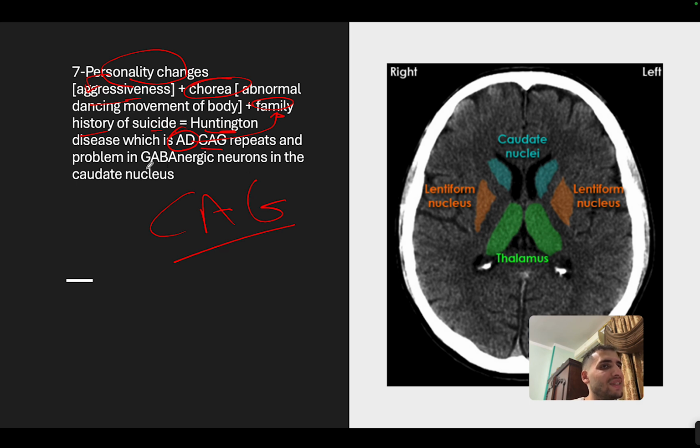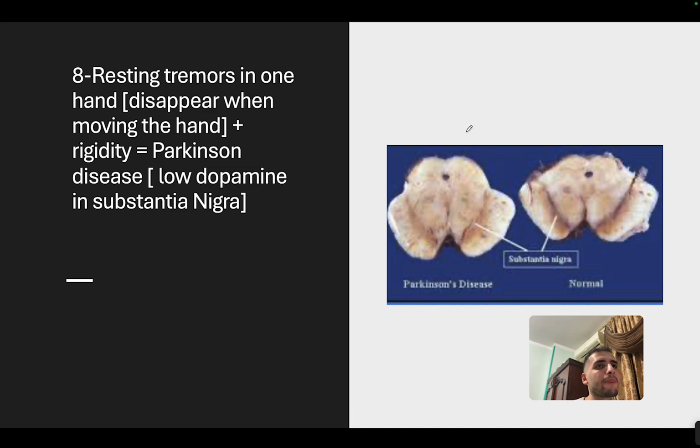And it's a problem in the GABAergic neurons in the caudate nucleus. And this here is the caudate nucleus because they can ask you where the problem is in Huntington disease. So the answer would be the caudate nucleus itself, okay? This is the important stuff.